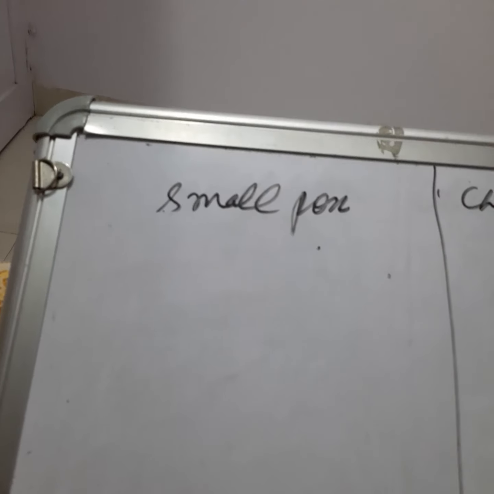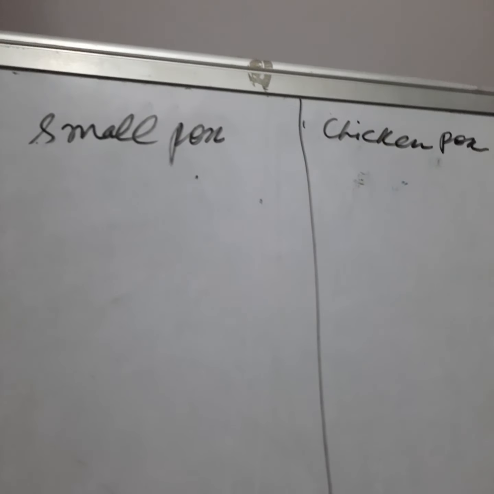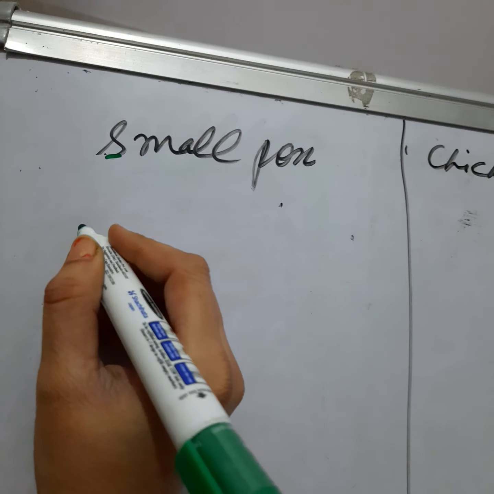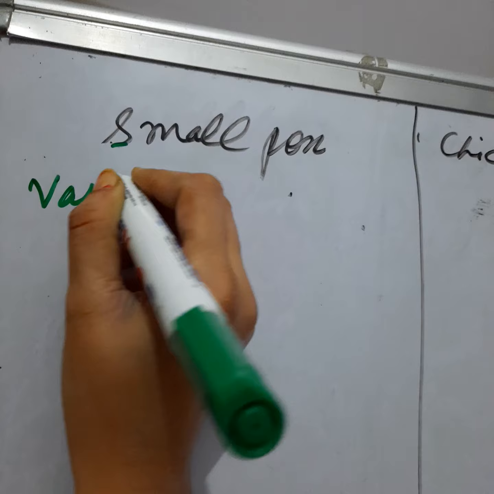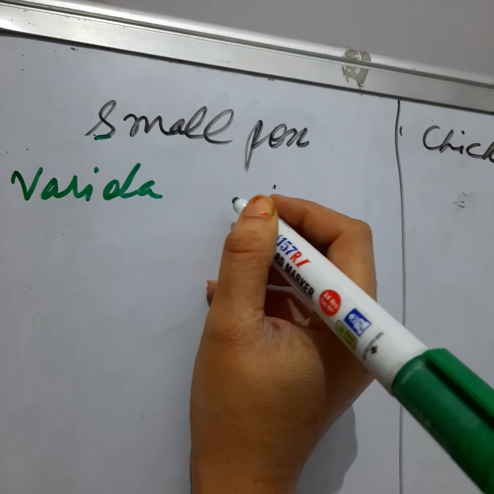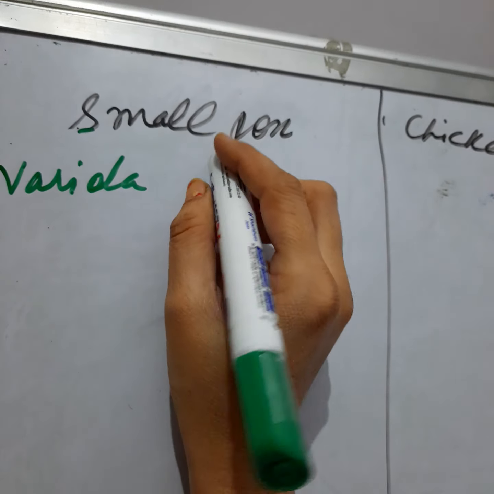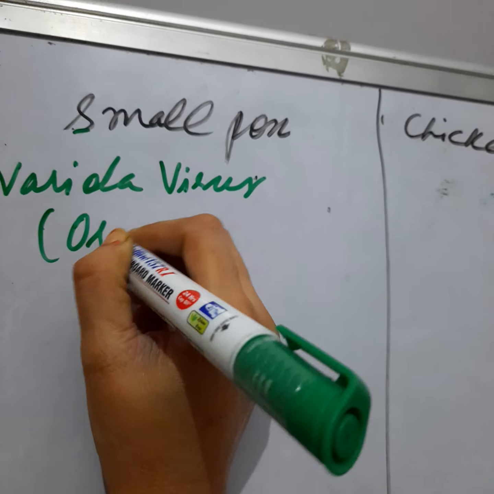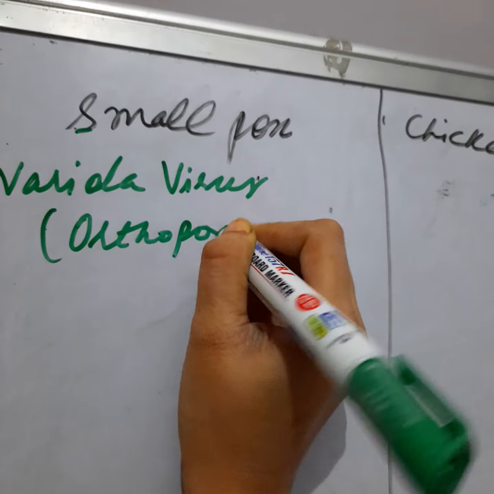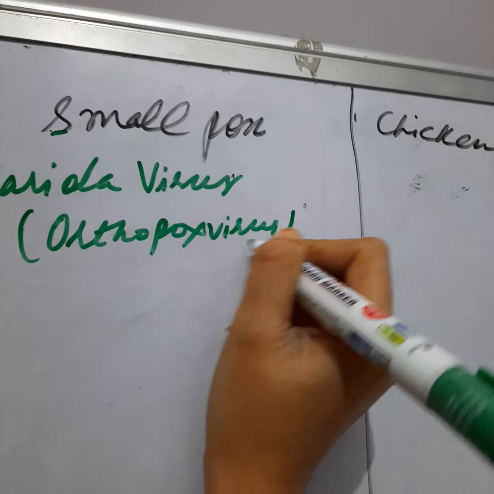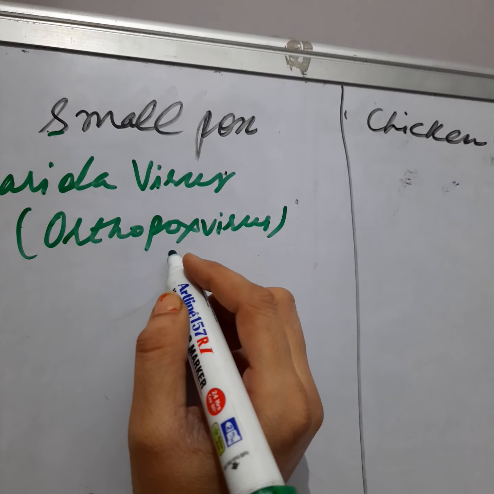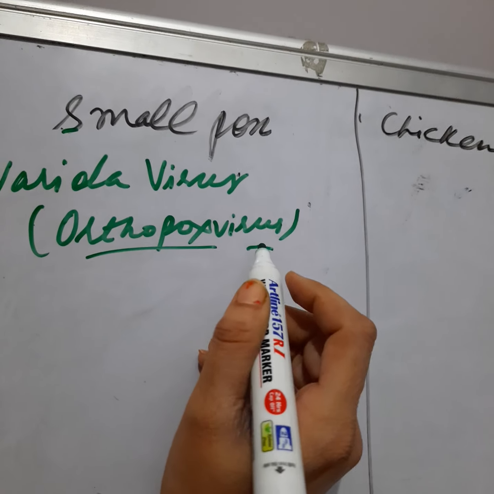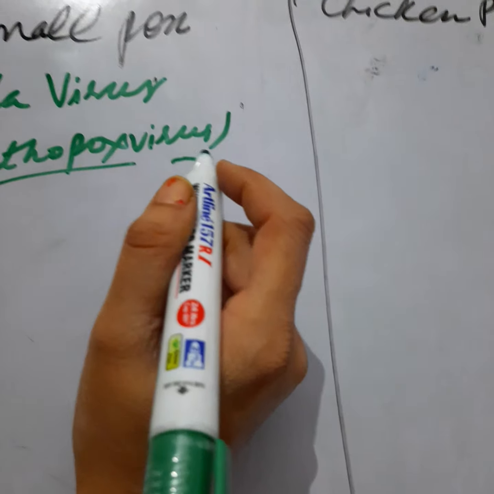Hello friends, in this video we will discuss smallpox and chickenpox, two infectious diseases. As we all know, smallpox has already been eradicated from the world, and this infectious virus was the variola virus that belongs to the family orthopox virus. Various other viruses belonging to the orthopox virus are still present in the world and lead to disease.